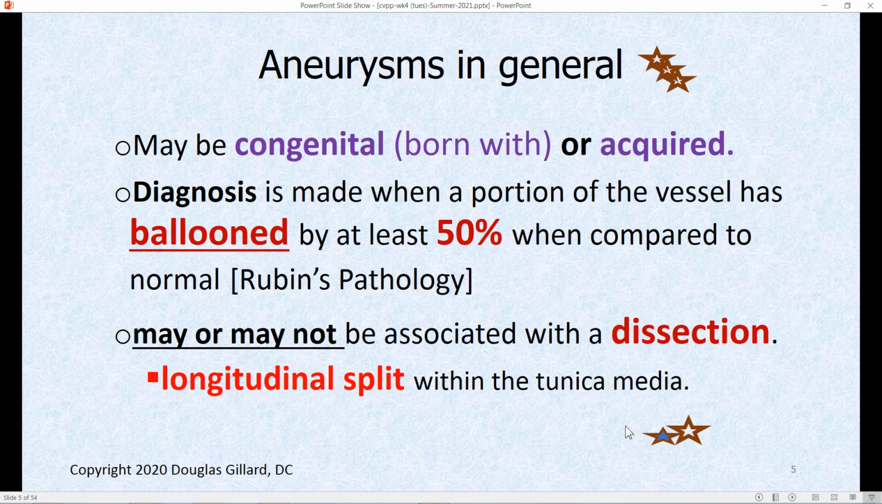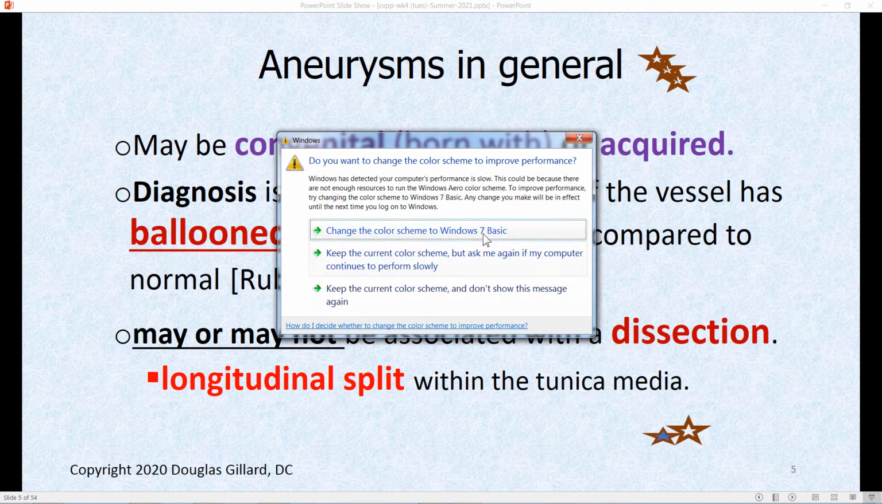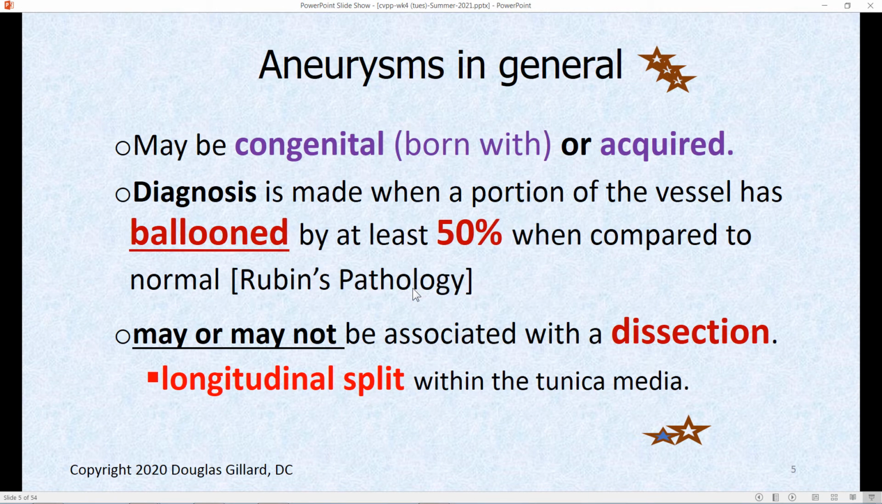They may be congenital. You could be born with these things, or they could be acquired from, like I said, an infection or an injury, a catheter procedure or something. You officially have an aneurysm when the artery has ballooned out by at least 50% compared to its normal size. Aneurysms may or may not be associated with a dissecting aneurysm, which is a special type of aneurysm we'll look at here toward the end.